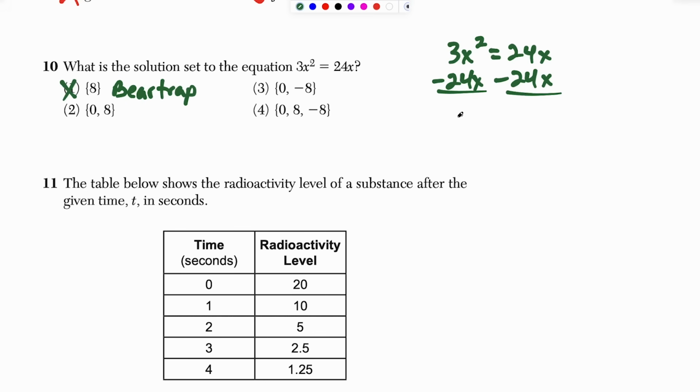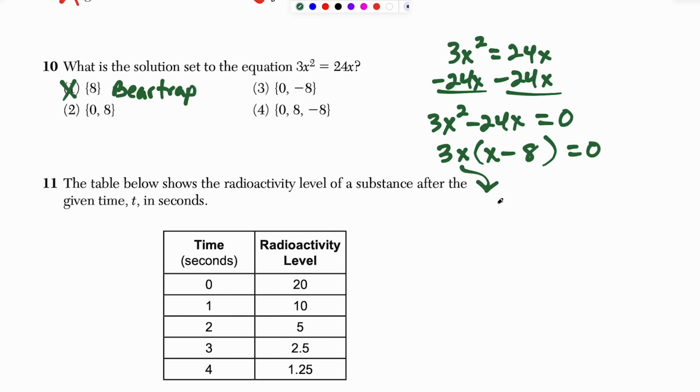And what I get is 3x squared minus 24x is equal to 0. And then I factor out a greatest common factor here. So I'm going to take out a 3x, and then I'm going to divide each of these terms by 3x. 3x squared divided by 3x is x, and then I have minus 24x divided by 3x is 8, and this is all equal to 0.